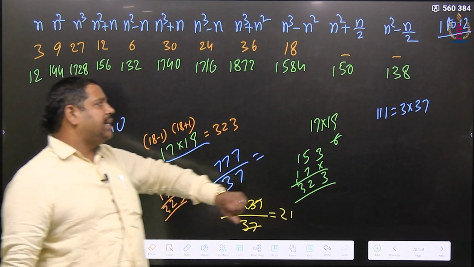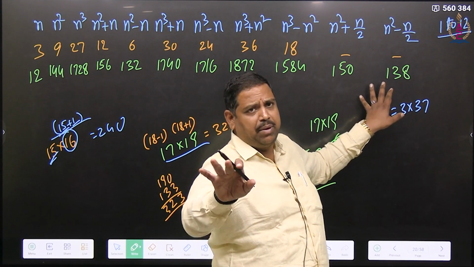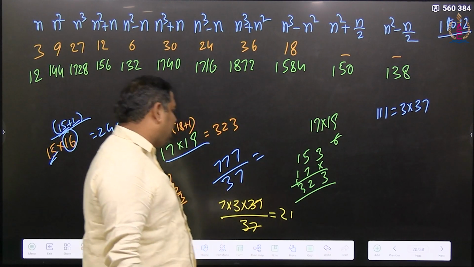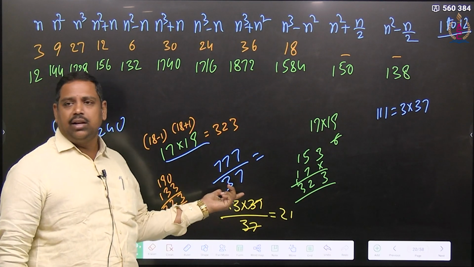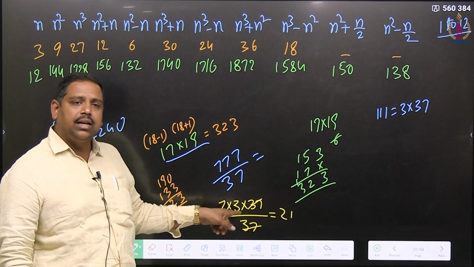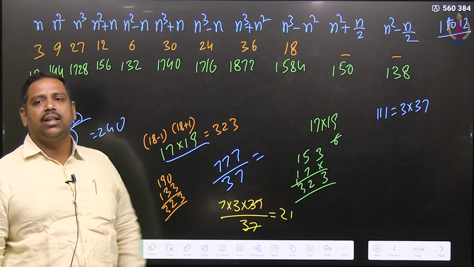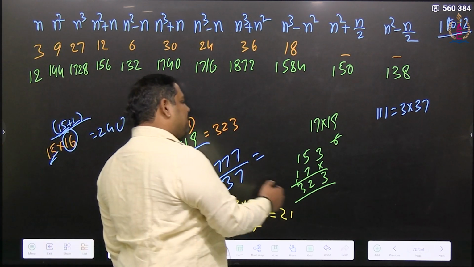37 into 3 is how much? Even if you go in the conventional manner, it doesn't give any pain for you. But when you have a calculation of the level 777 by 37, at this situation, if you know this logic, then only you can do it in the examination hall. Else you will suffer a lot for the calculation. Even 777 is a bit easy.